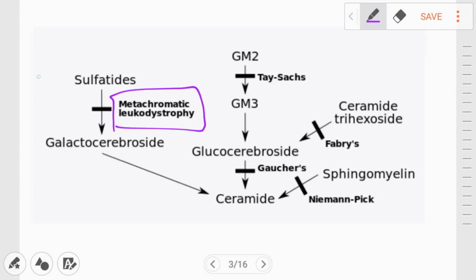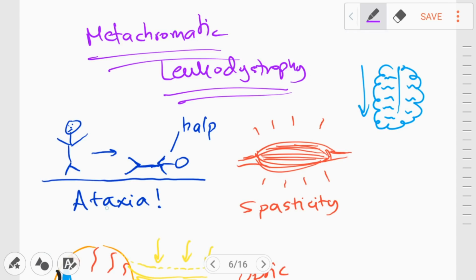In this disorder, the conversion of sulfatides to galactocerebroside is deficient, is problematic. So in this case, what is the compound or what is the substance that will be increased? Sulfatides. Easy. So remember, this pathway, sulfatides to galactocerebroside, is problematic in metachromatic leukodystrophy. And now we'll see what is the enzyme which is deficient in this case, which is causing the accumulation of sulfatides. So now we'll talk about some of the features specific to metachromatic leukodystrophy.